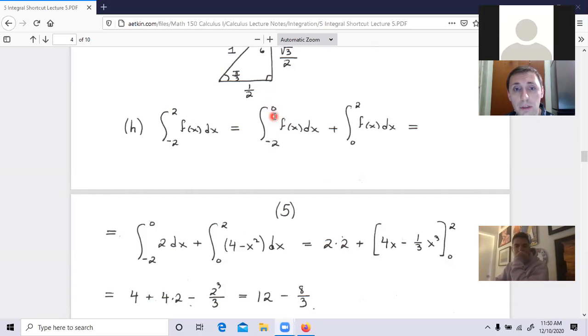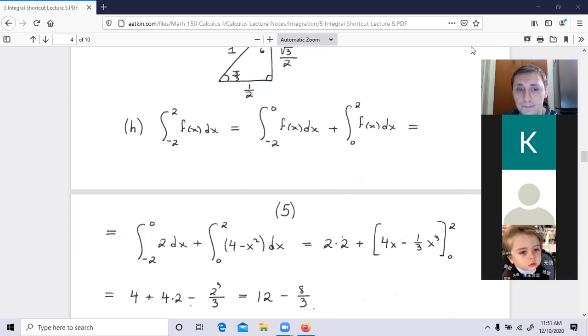So 0 is in between -2 and 2. So the area between -2 and 0 plus the area between 0 and 2 is the area between -2 and 2. I definitely spoke about it in the other class: this number 0 could have been 7 or 18 or any number. This process works. So that's the integral.